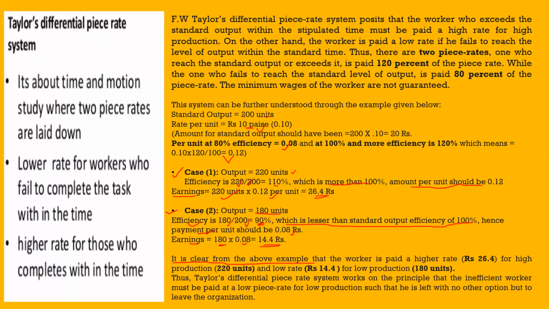It is clear from the above example that the worker is paid a higher amount of 26.4 for high production of 220 units and a lower amount of 14.4 for low production of 180 units. Thus, Taylor's differential piece rate system works on the principle that the inefficient worker must be paid at a low piece rate for low production, such that he is left with no other option but to leave the organization. That is what Taylor's differential piece rate system is.